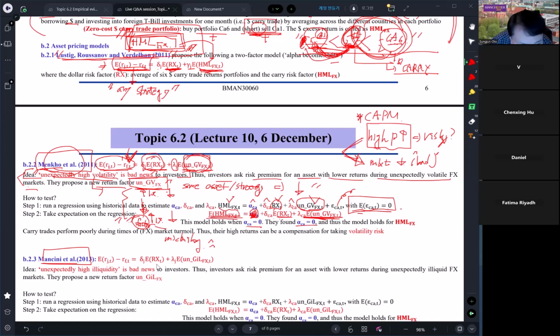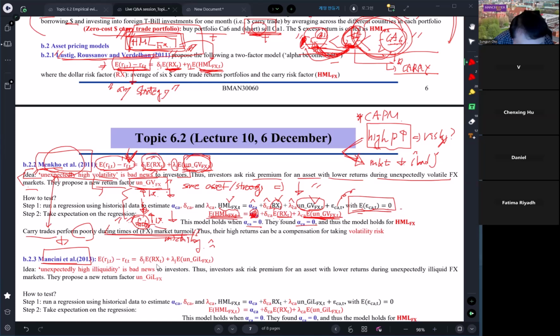They said carry trade is risky. Why is it risky? Because you will lose a lot during times of FX market volatility. When you implement carry trade, you're going to lose during this period, and this is a bad time. You don't want to hold an asset with big negative returns during this bad time. So before implementing carry trade, you're going to ask a premium for that. Okay, so that's our usual interpretation.